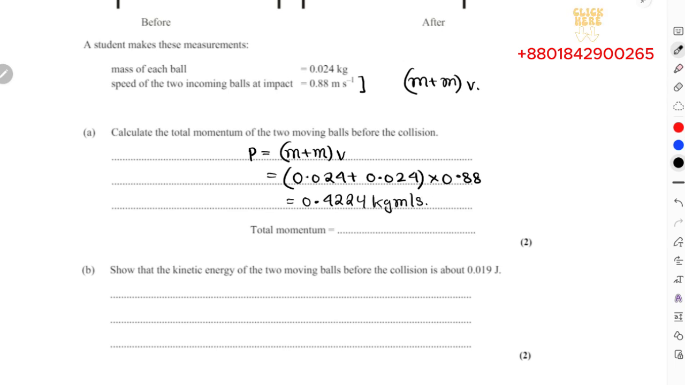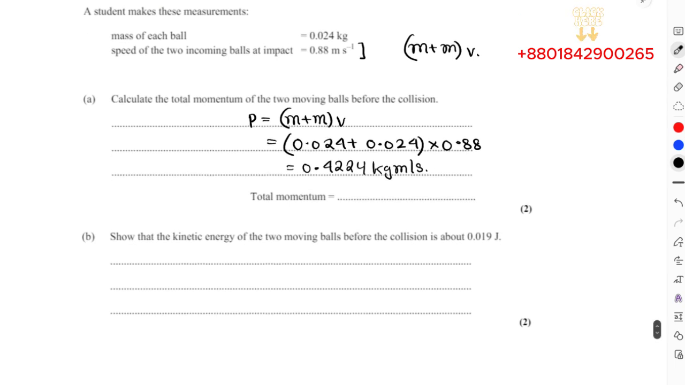But then again, all the data in your question is correct to 2 significant figures. So we will also keep our answer to 2 significant figures. So 0.042 kg meters per second.